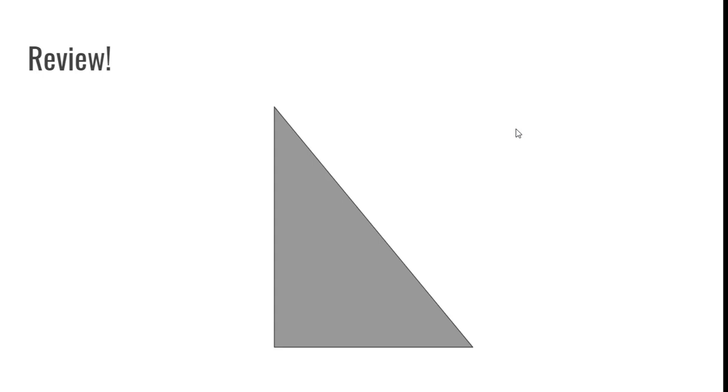Now, before we get into his theorem, I want to take a quick second to review a right triangle, just because that's going to be super important coming up in just a second. So a right triangle is a triangle that has one 90-degree angle.